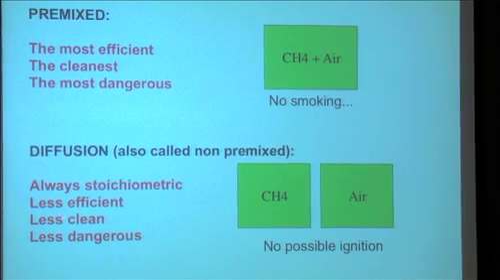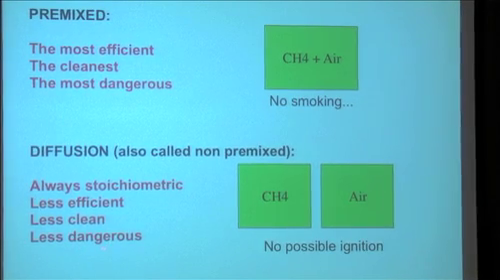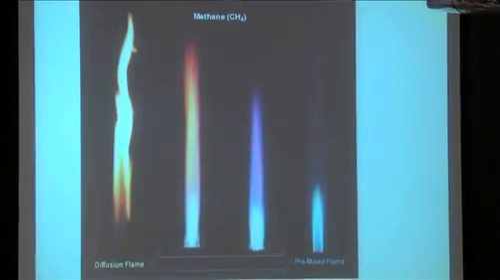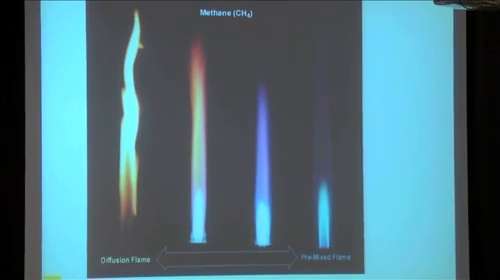Even so, we know that they are less efficient, less clean, but they are much less dangerous, which is an important aspect, because when you store these things separately, there is no possible ignition. A classical picture here of a premix flame, blue, short, and a diffusion flame here for the same system, long, lazy, and yellow here because you are producing soot. So this is nice for a candle. In an engine, of course, you don't want to use those flames. You want to use these flames.